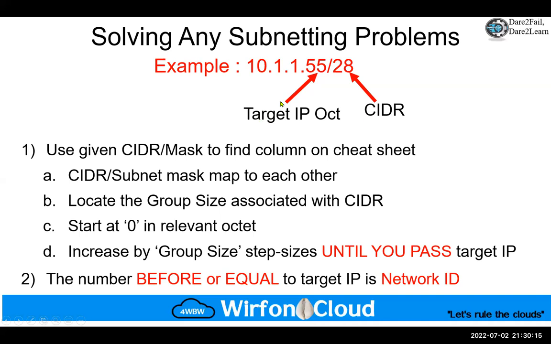So depending on your area of focus, you start at 0 at the relevant octet, and you go in increments of your group size. So let's say we have a /28. If you take a look at your cheat sheet and you match the /28, you're looking at the column where you have 16. So your group size is 16, and you begin at 0 and go in increments of your group size, step size. So you go 0, 16, 32, just in that increment.